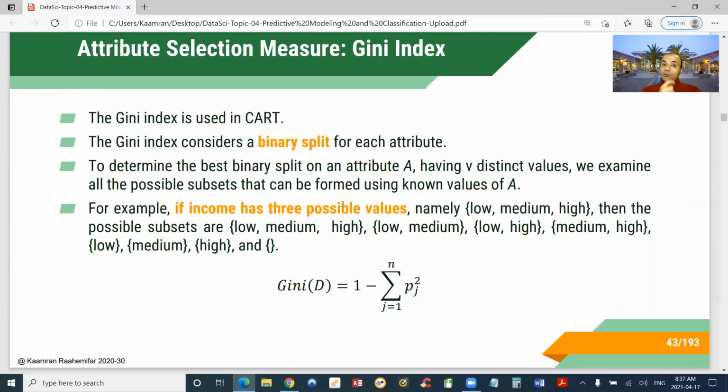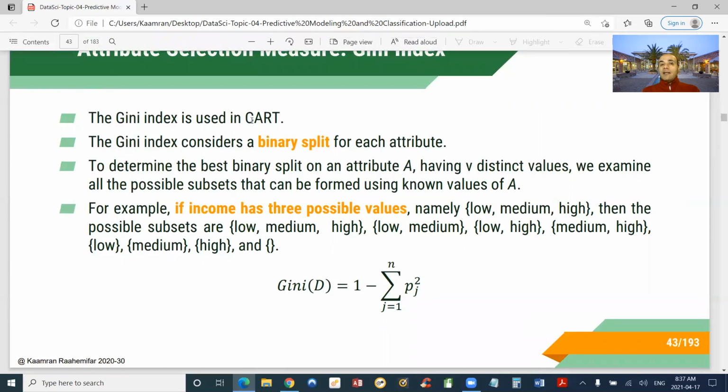So the way we are going to do it, we are actually going to exclude the log. And then potentially we are going to have a better equation, which is called Gini. The Gini index is used in classification and regression trees. So that's a very specific tree. And then, let's take a look at an example.